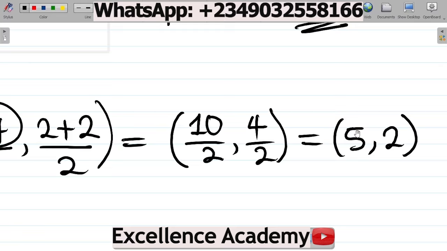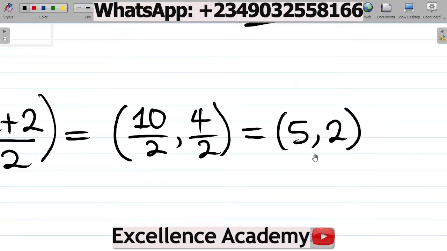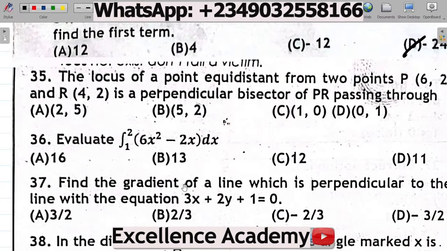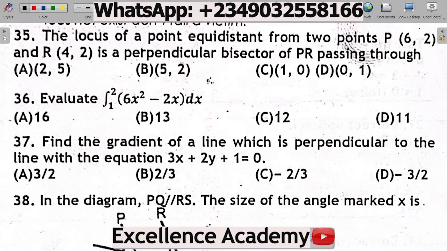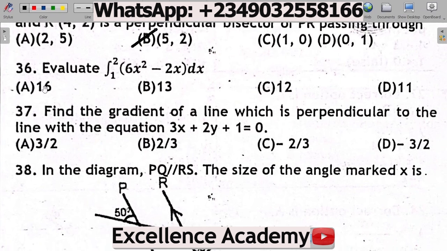The perpendicular bisector of a horizontal line is a vertical line passing through the midpoint. So that vertical line, the perpendicular bisector, will pass through the midpoint here, which is given by 5, comma 2. So let's see which option has 5, comma 2. Here, the correct answer is B, 5, comma 2. Let's look at the next question, question number 36.